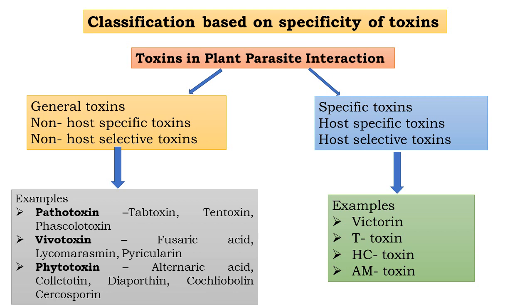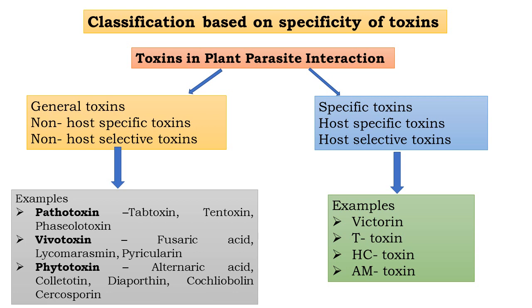So non-selective toxins are metabolite products of the pathogen, but do not have host specificity and affect the protoplasm of many unrelated plant species that are normally not infected by the pathogens. And the specific selective toxins are metabolic products of the pathogen which are selectively toxic only to the susceptible host of the pathogens.